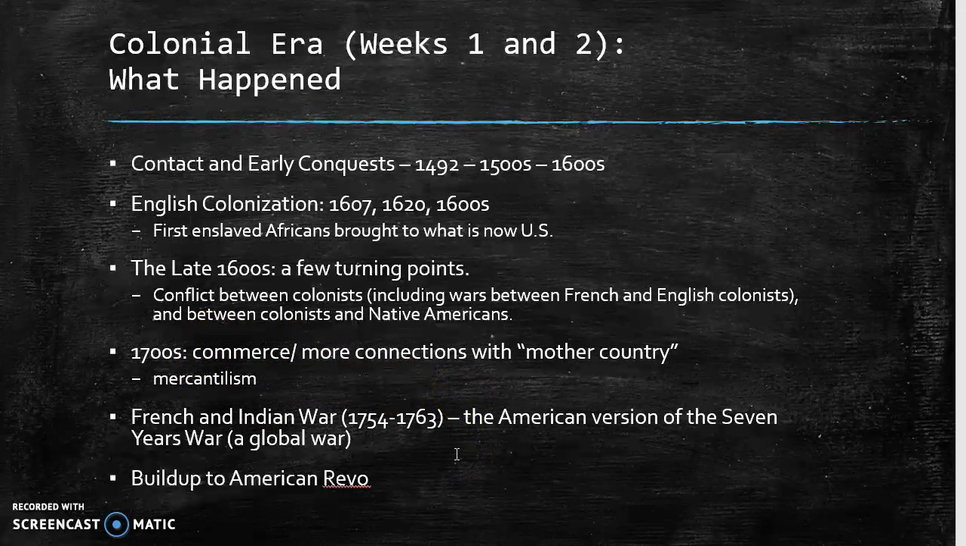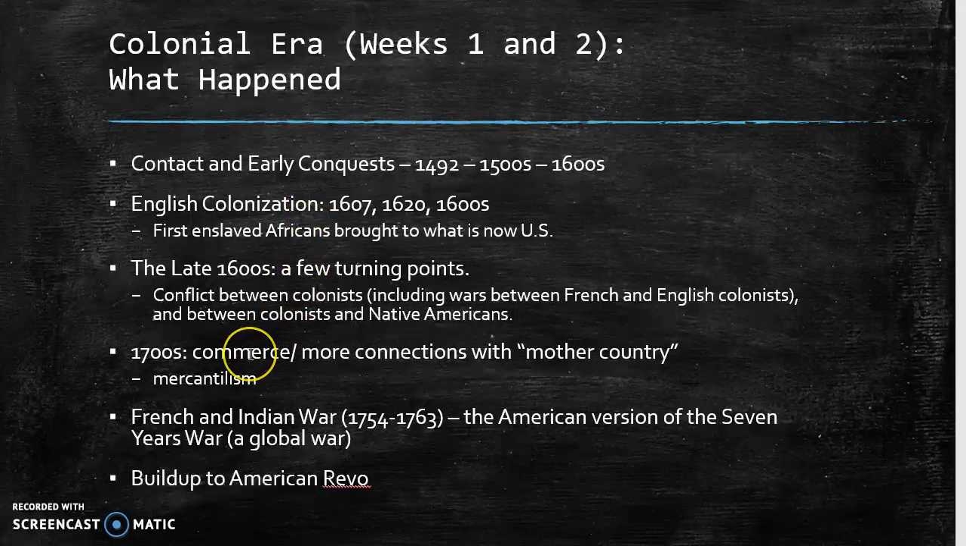That helps lead us into the French and Indian War, which happened from 1754 to 1763. That's the American version of this global war that was happening all over the world, which we call the Seven Years' War. And that is what led right into the American Revolution. So that's a little bit of a framework to help you understand chronologically what happened when.